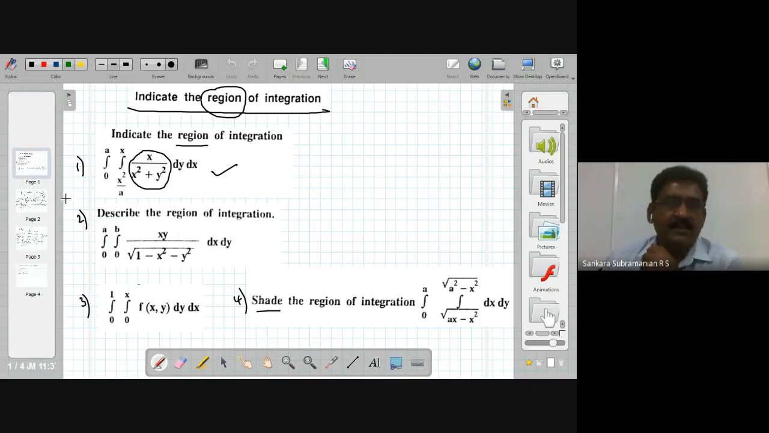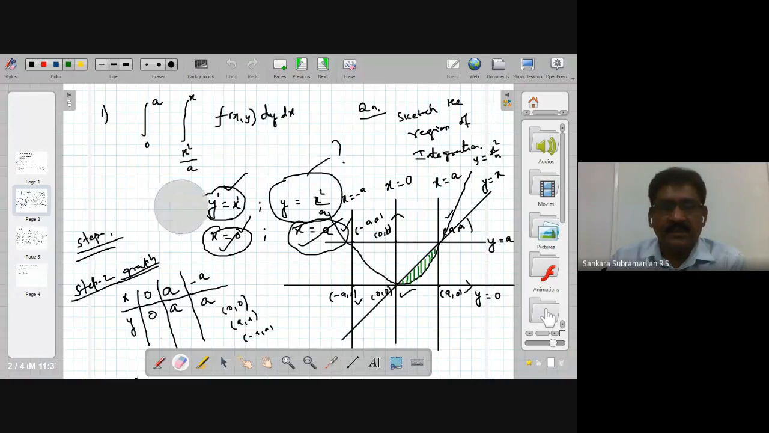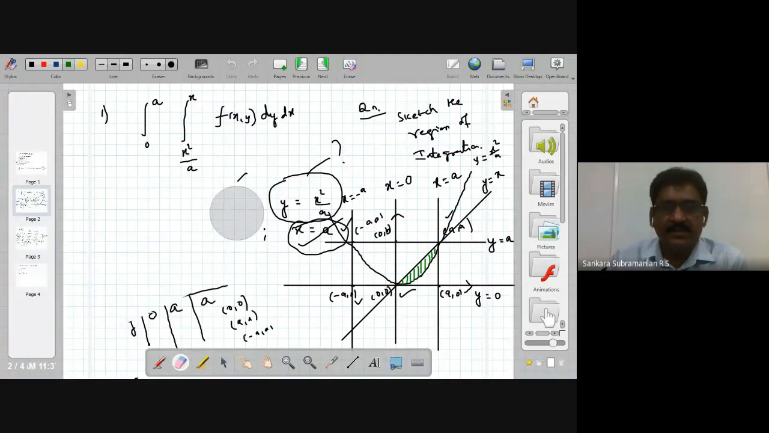ரைட்? இதுல இன்னொரு முக்கியமான விஷயம் சொல்லணும், that we call it as changing the order of integration, right? அது நான் சப்சிக்வெண்டா இதுலயே சொன்னேன்னா it will be easy for me.